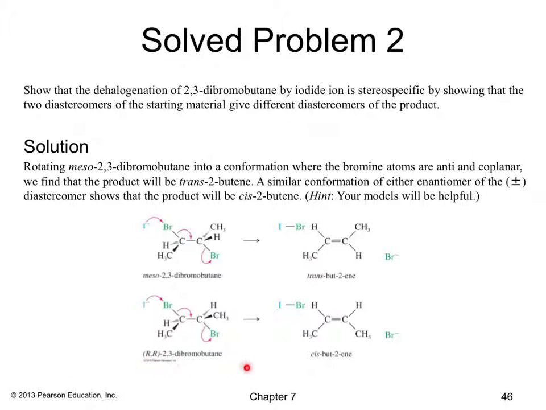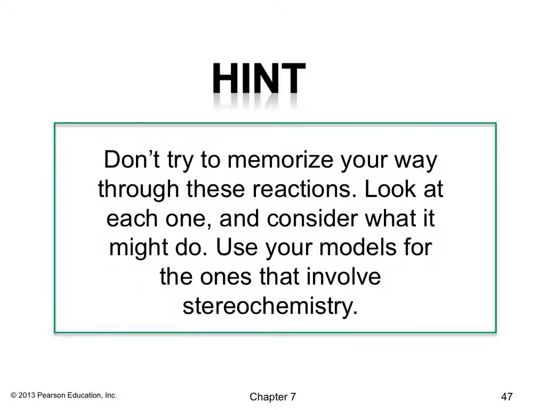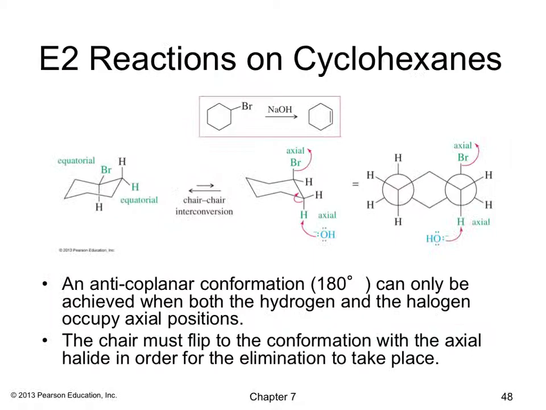And then if you start off with the RR-2,3-dibromobutane, do the same thing. This time you get the cis-butene. An important thing to note is don't try to memorize your way through these reactions. Look at each one and consider what it might do. Use your models. Again, I cannot emphasize it enough. Get your models. Use them to help you see these molecules.